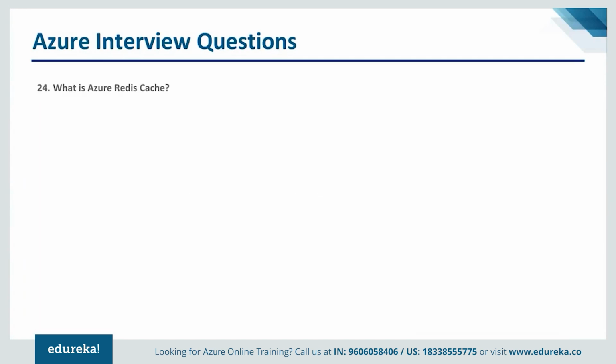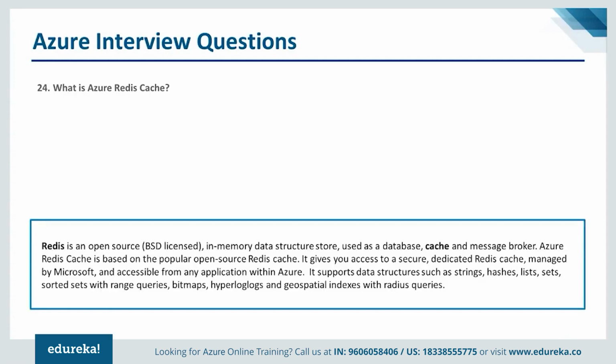Okay, now talking about what is Azure Redis Cache. So Redis is an open source in-memory data structure store used as a database, cache and a message broker. So when you talk about my Azure Redis cache, that is based on the popular open source Redis cache. It gives you access to a secure dedicated Redis cache managed by Microsoft and accessible from any application within Azure. It supports data structures such as strings, hashes, lists, sets, sorted sets with range queries, bitmaps, hyperloglogs, and geospatial indexes with radius queries.